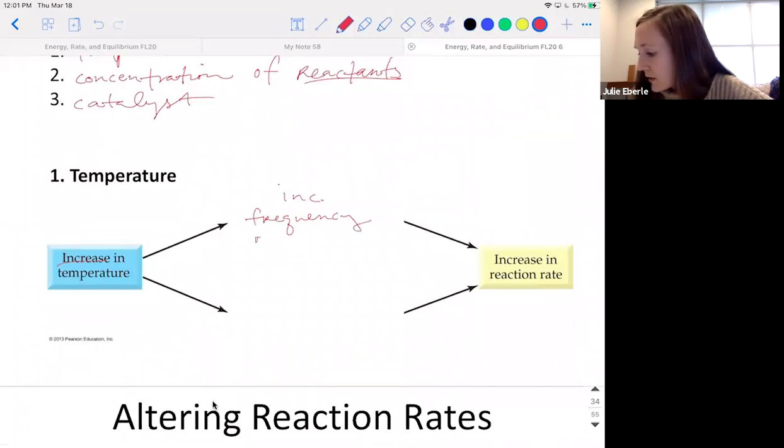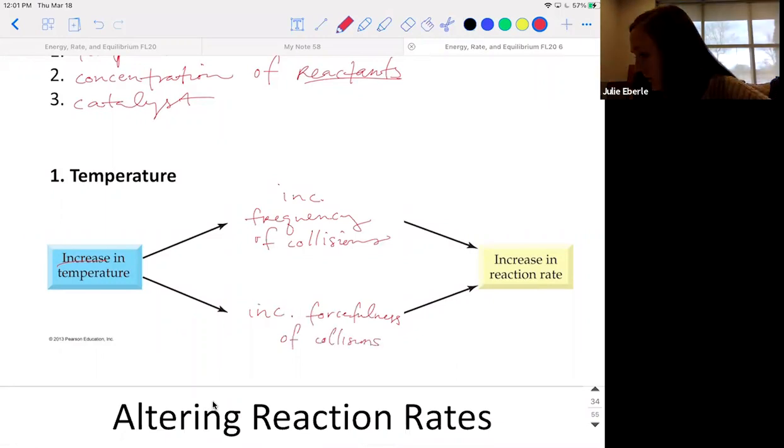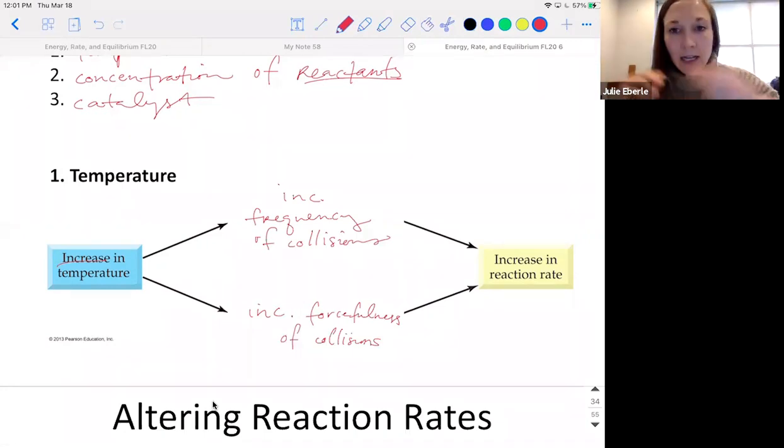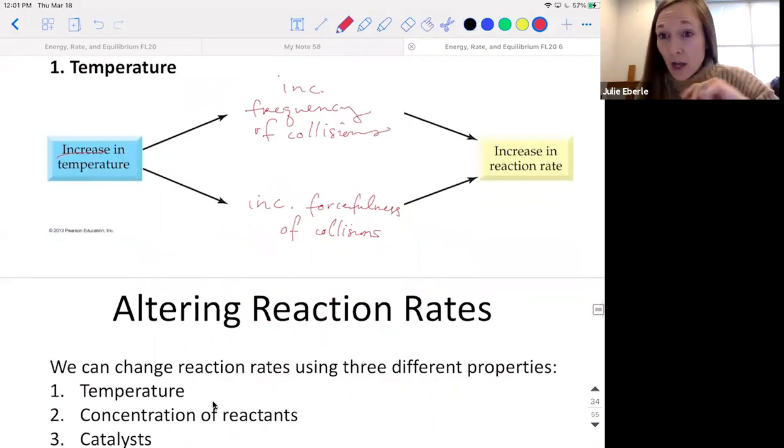of collisions. And we're going to increase the forcefulness, okay? If we increase temperature, we're increasing the heat, and heat is a form of energy. So we're literally adding energy to our molecules, okay? When we do that, they're going to move a lot faster, and then when they hit, they're going to hit harder. Both of those things will increase the rate. Now, again, if we decrease temperature, the opposite things happen.